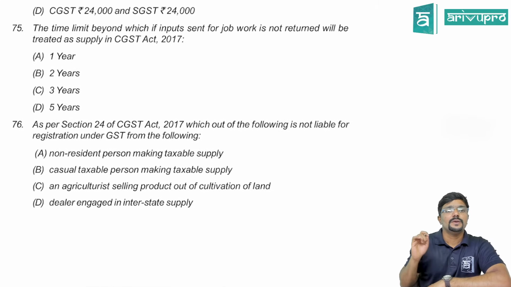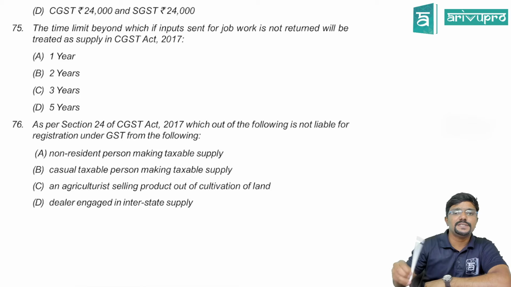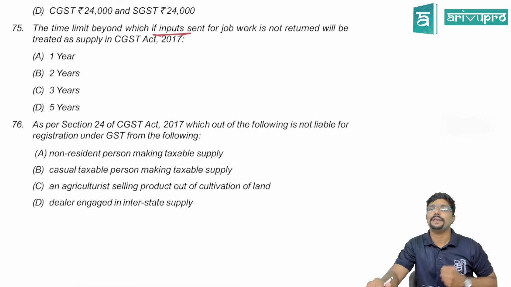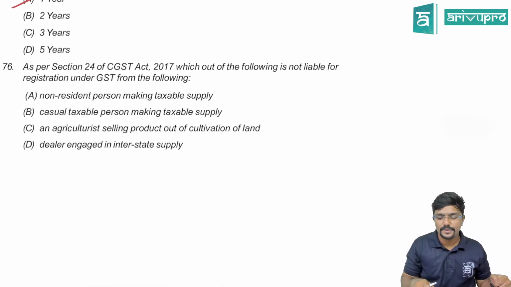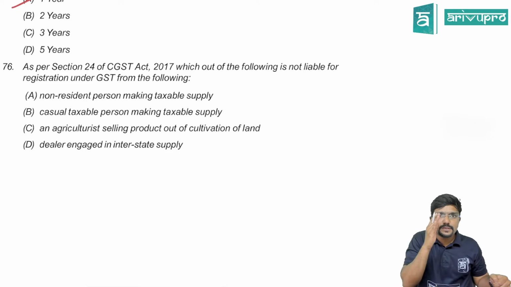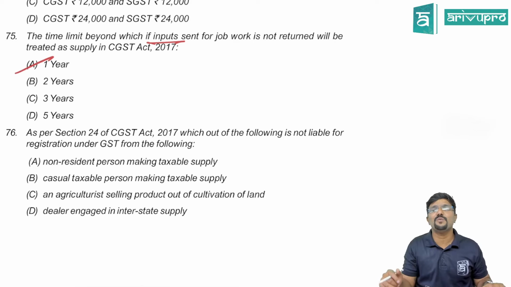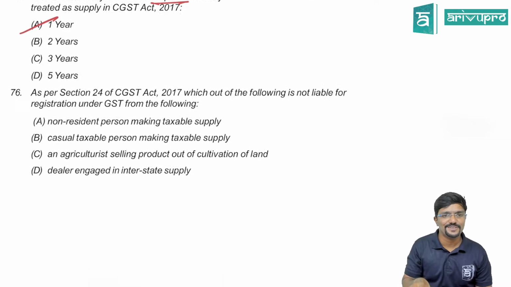Okay. 75th, the time limit beyond which if input sent for a job work is not returned will be treated as supply in CGST Act. See, it is an input they are talking about. So for input, what is the time limit? 1 year. Whereas for capital goods, 3 years it is. See, when the principal sends the goods to the job worker, it is not a supply, but he can claim the credit. But if the goods are not taken back within 1 year, then it will be deemed supply, guys.